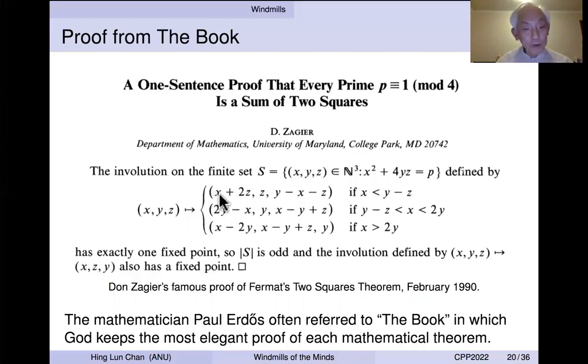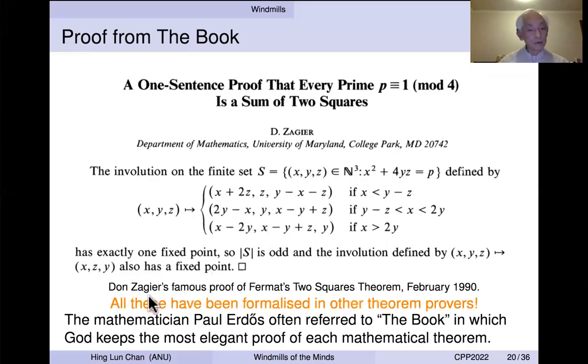If you look carefully at the second map, you can see that actually it just consists of addition, subtraction, and doubling. So there's no complex arithmetic. And so the implementation of this for computation is actually very simple: add, subtract, and double. What happened is that all of this, even the windmills, has been formalized in some other theorem provers.